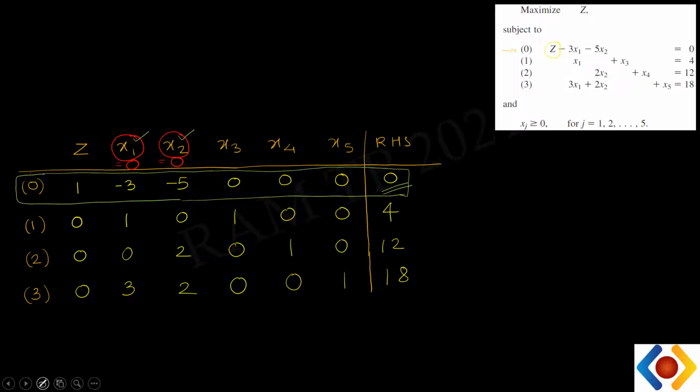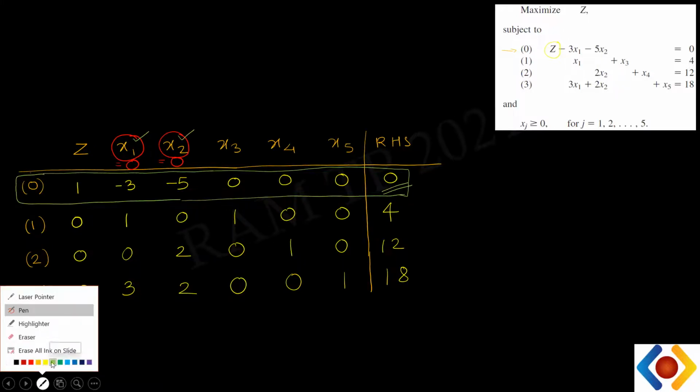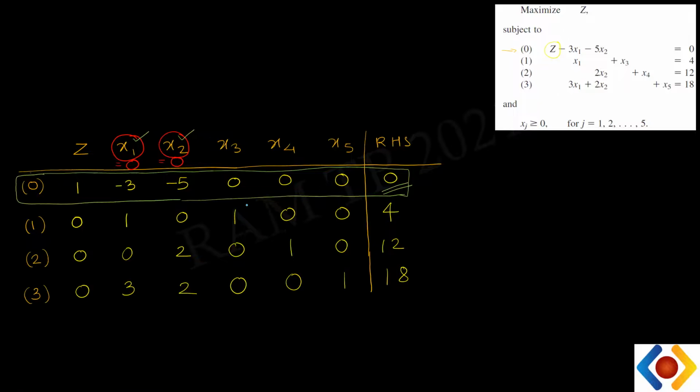If you look at that very carefully, maybe let me just highlight this part. So these are our basic variables, right? x3, x4, x5, for which we have to solve this system of equations.